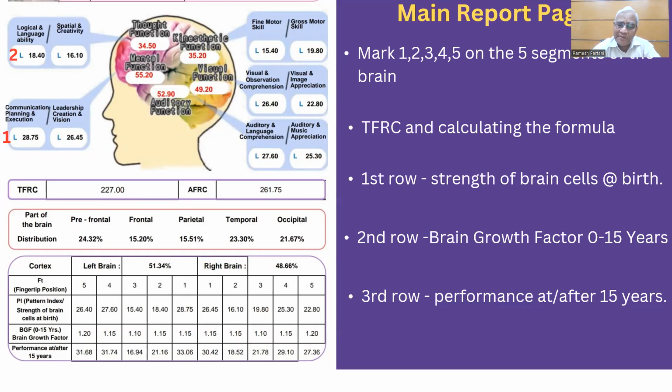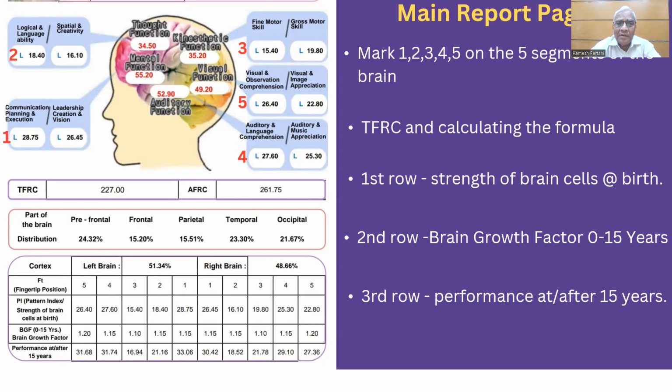Parietal portions on the right side top are connected to the middle fingers. So we mark 3 here. At the bottom, temporal portions are connected to the ring fingers. So we mark 4 here. And behind the eyes, occipital portions in the middle part of the right side, they are connected to the little finger, so we mark 5 here.